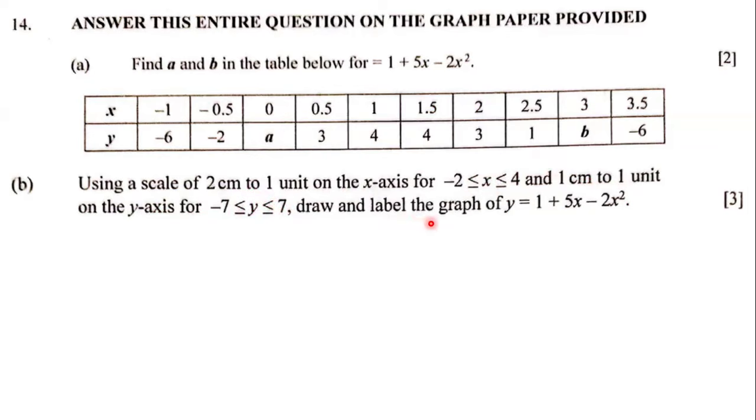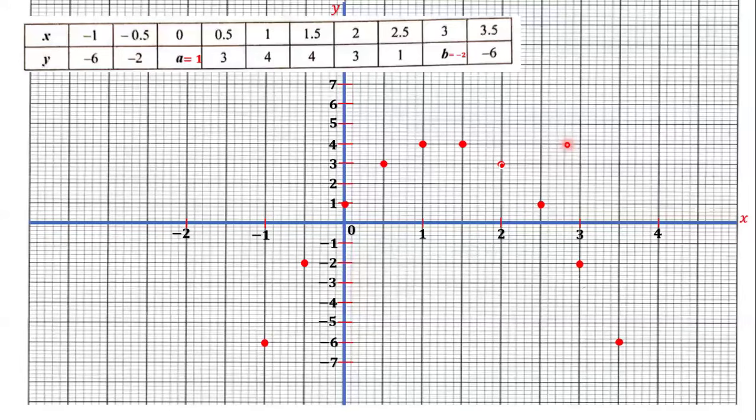Draw and label the graph of y is equal to 1 plus 5x minus 2x squared. And so that's what we have to do. We have to actually graph this and plot these points on the diagram, on the graph. And so we know that a is equal to 1, and we know that b is equal to negative 2. And so here we have our graph.